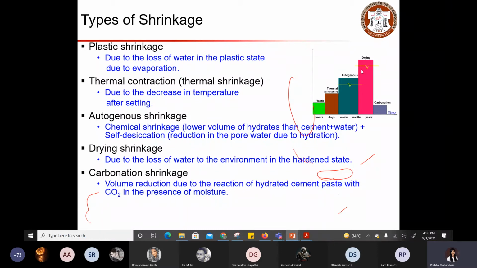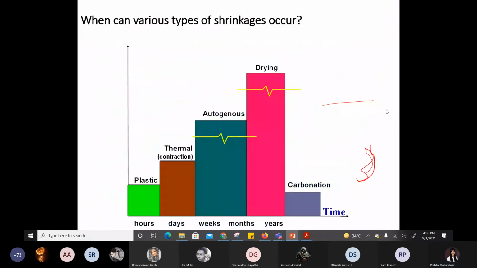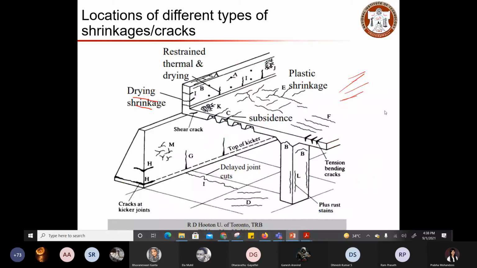So you will have significant strain issues when you have drying shrinkage, and the strain due to carbonation shrinkage magnitude will be less. And you all know the potential locations for such types of shrinkage and creep cracks are indicated here. So the surfaces which are exposed to environmental conditions, and the parapet walls where you have restrained thermal and drying issues, could lead to drying and thermal shrinkage. And here you have plastic shrinkage, the cracks developed due to plastic shrinkage.